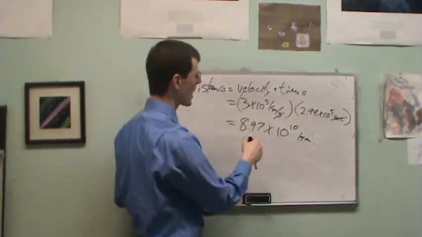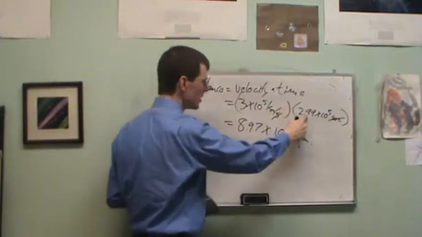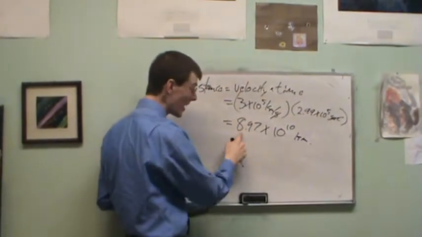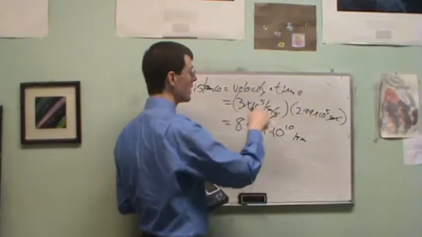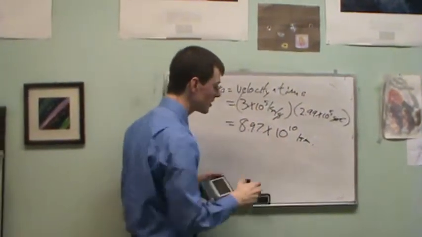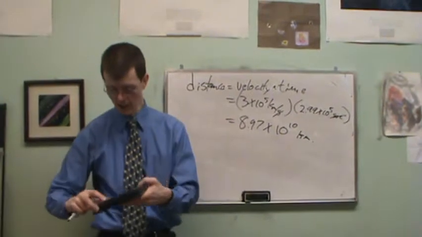Well, I didn't really need a calculator for that. This is about 3, this is about 3, and 3 times 3 is about 9. 10 to the 5th times 10 to the 5th: I add the exponents when multiplying, so it is 10 to the 10th kilometers. Didn't need the calculator. All right.